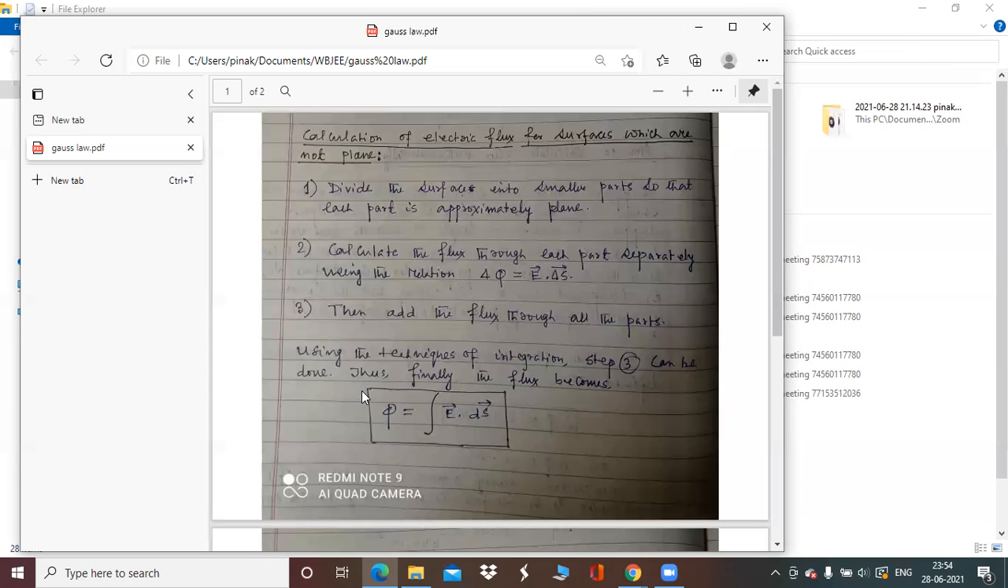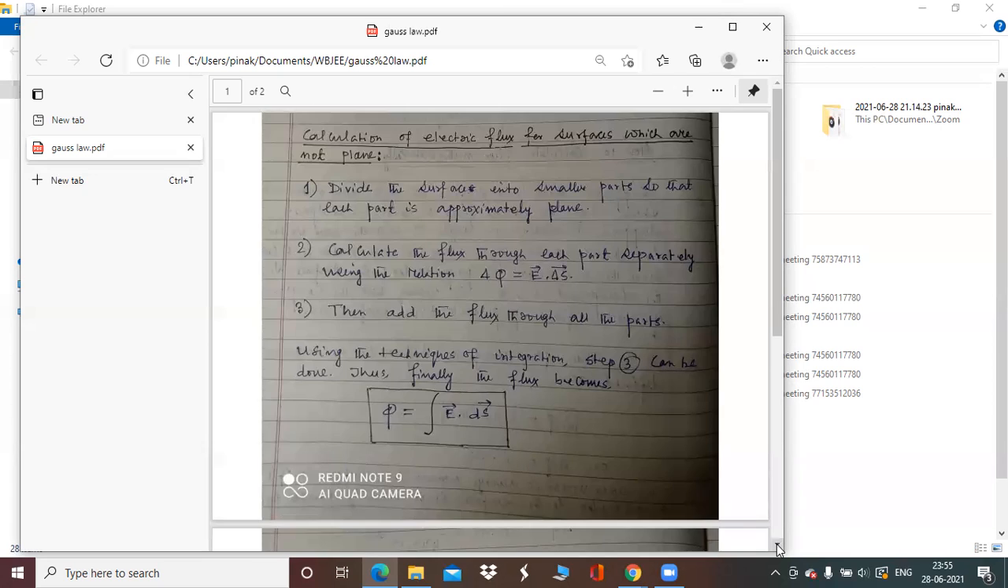So finally, after using the technique of integration, we can find the total flux through a surface which may not be a plane according to this relation. That means phi is equal to integration E bar dot ds bar. And actually this relation can be used for any kind of surface, whether it is plane or it is a curved surface. That means this is a general prescription for finding out the electric flux through any surface.